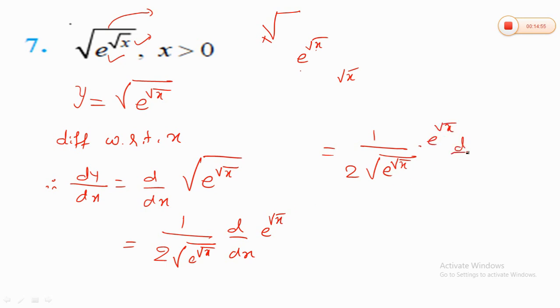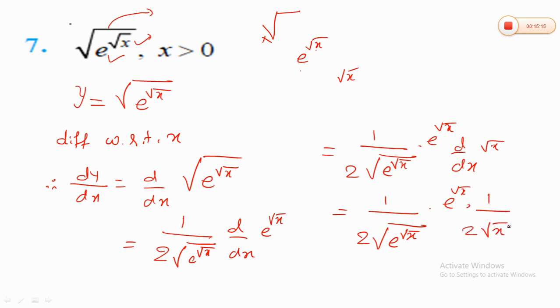Then again the derivative of f(x). So after the exponential, we come across the root x. So this equals 1 upon 2 root e raised to root x, into e raised to root x. The derivative of root x is 1 upon 2 root x. So the answer is 1 upon 2 root e raised to root x, e raised to root x into 1 upon 2 root x.